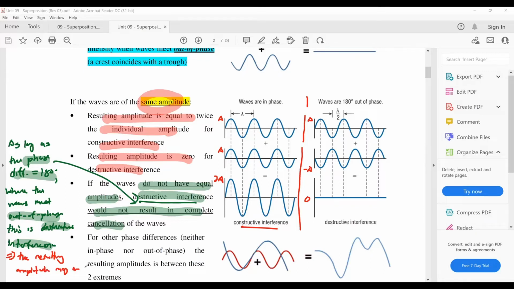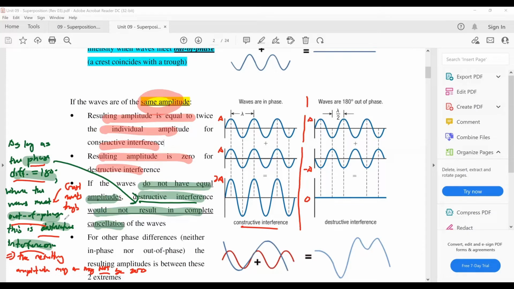may or may not be 0. Just because you see the amplitude is not 0 doesn't mean that it cannot be destructive interference. It can still be destructive interference. If you want to see whether something is destructive interference, just look at their phase difference, how they meet. If their phase difference is 180 degrees, they meet out of phase, meaning crest meets trough, this is always destructive interference. The resulting amplitude may or may not be 0.